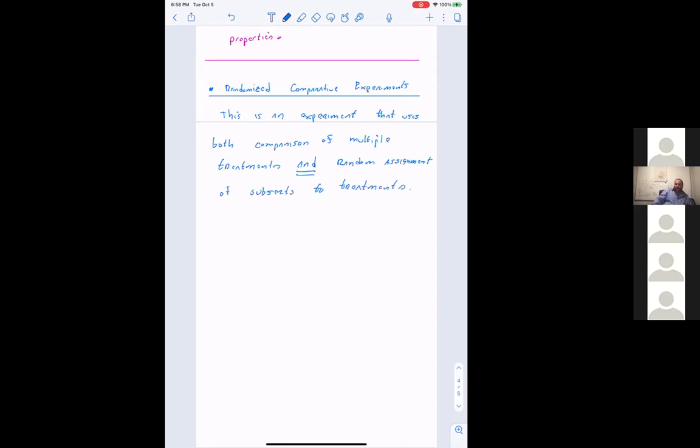We really like randomized comparative experiments because you're randomly assigning the subjects to treatments. We have randomization. We assume that you have replication. We assume that you have control. But the idea is that you are comparing multiple treatments and you are randomly assigning the subjects to those treatments. A randomized comparative experiment. We love them.